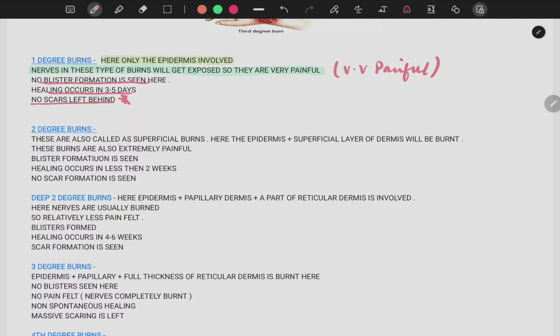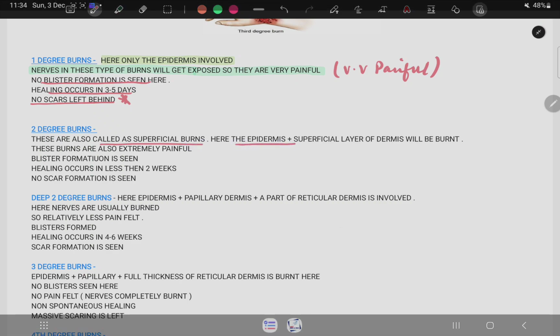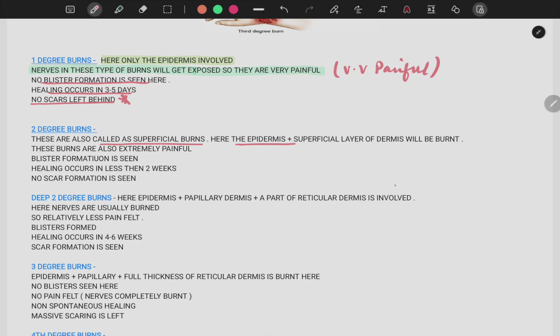The second degree burns are also said to be superficial burns. Why do I say them to be superficial burns? इसमें पूरा epidermis involved होता है, and with the epidermis, the superficial layer of the dermis can also be involved. And what is the superficial layer of the dermis? It is the papillary dermis. So यहाँ पे क्या होता है, आपका dermis के साथ साथ जो papillary dermis होता है वो भी involved होता है.